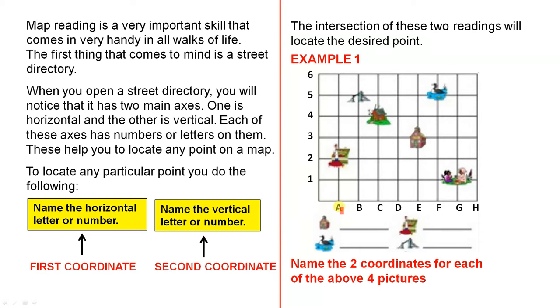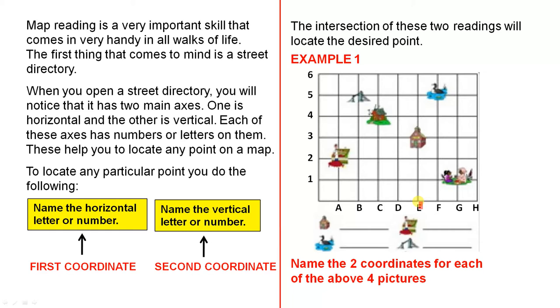So here we have some letters on the horizontal. We have some numbers on the vertical. Name the two coordinates for each of the above four pictures. Okay, so here we have this little house. This particular one here. Now we'll have to see which one that actually is. It looks more like that one, doesn't it? So it's not actually this one. So it's this one here.